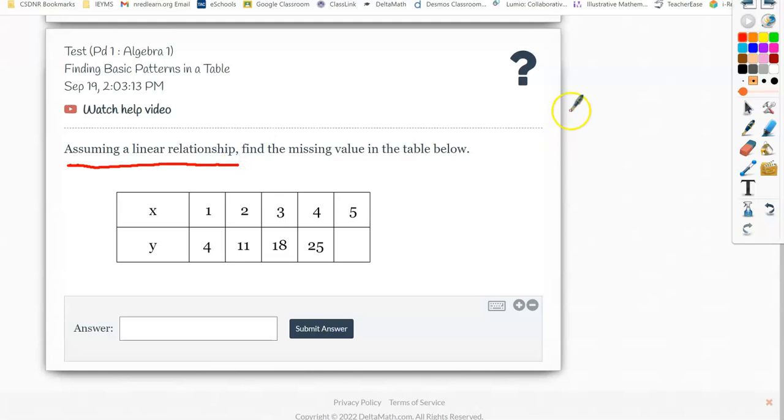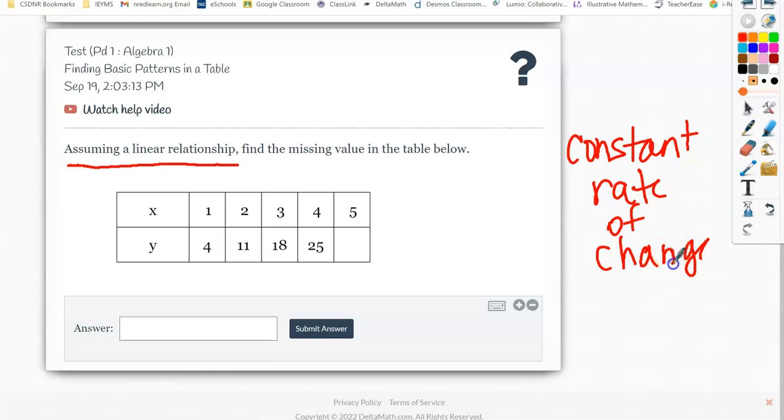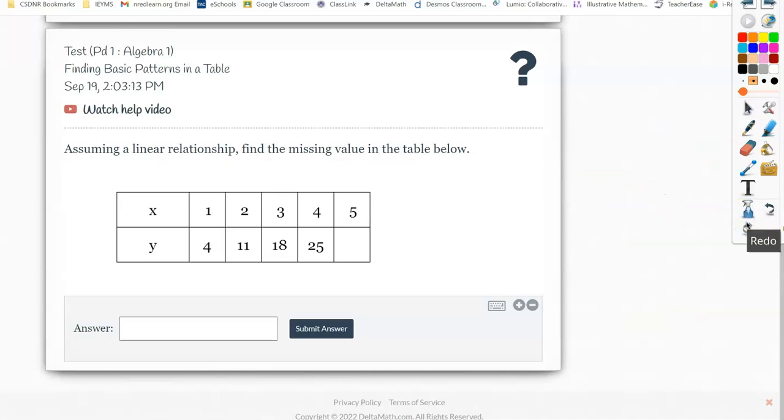In case you don't remember, a linear relationship has a constant rate of change, often referred to as the ROC, rate of change. A constant rate of change means I am constantly increasing or decreasing by the same amount. So as I'm moving along my table here, this is the input. The input has an increase of +1 every time. So the next number I can assume will be a 6.